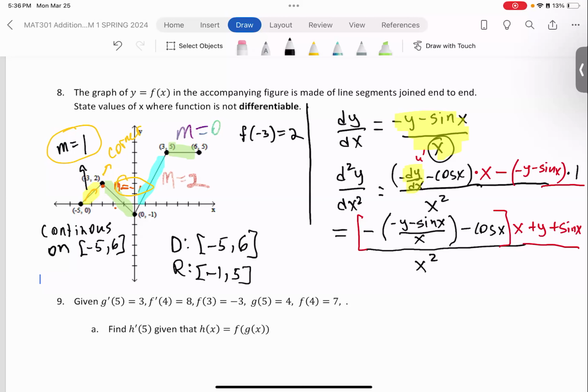Right. So let me just write down what we got. So where it's not differentiable, we say that f of x is not differentiable.